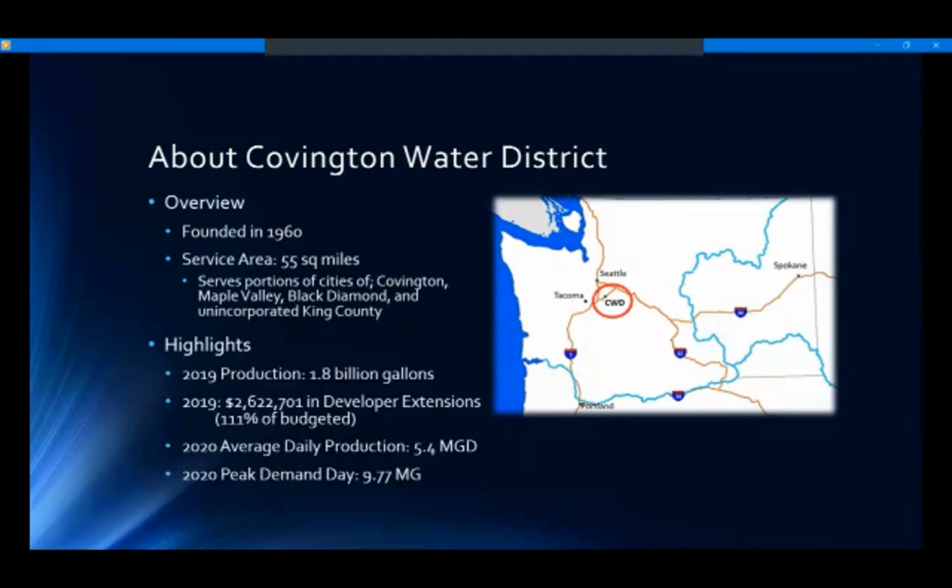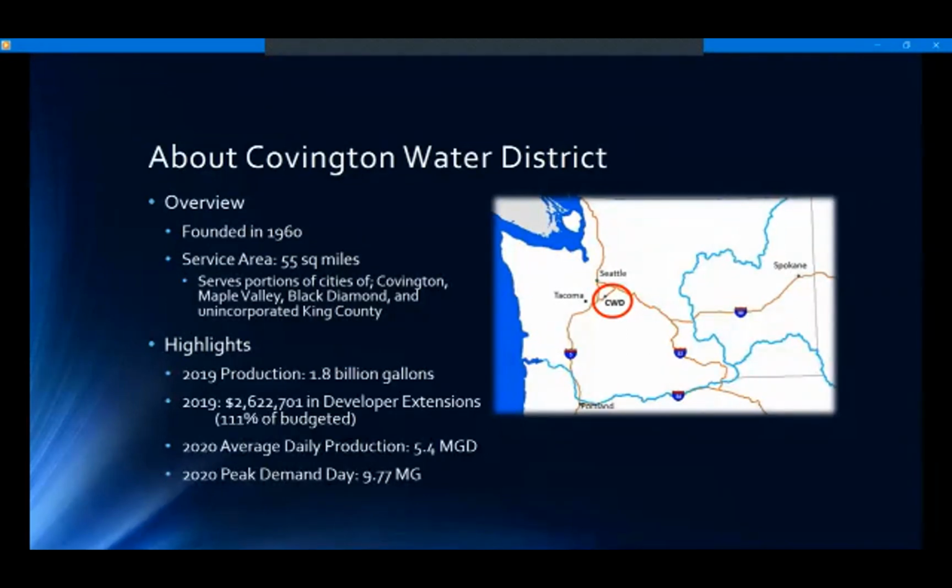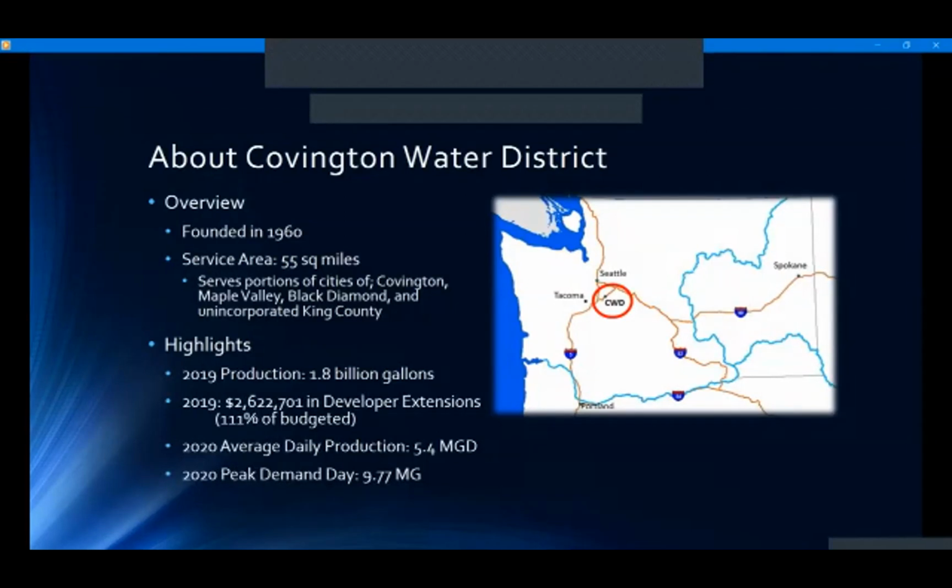The Covington Water District is responsible for providing water to a 55-mile area in South King County, serving a population of over 50,000 through 18,000 plus connections. The district was formed in 1960 with less than 100 customers, primarily around Lake Morton. Over the years, a small number of districts have merged into CWD, and more customers were added as development occurred.